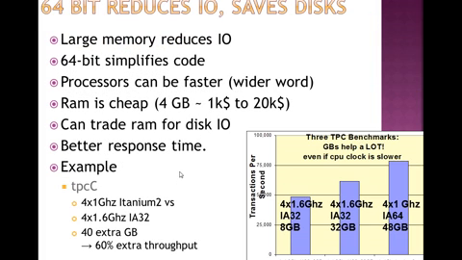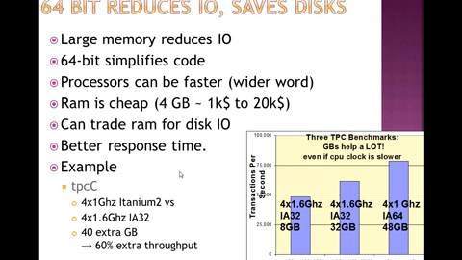Then we studied that 64-bit reduces input output. When we are using the 64-bit address, it reduces the input and output and saves the disk. Saving the disk means saving the memory, so that we can access the data and store the data very effectively and efficiently.